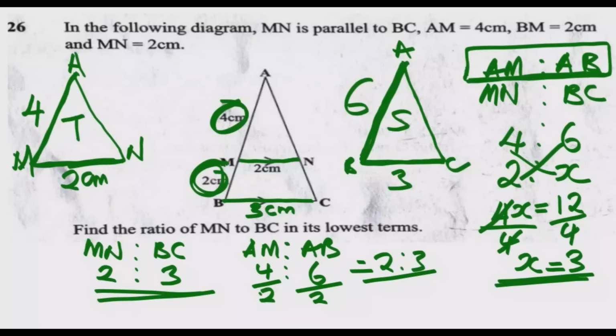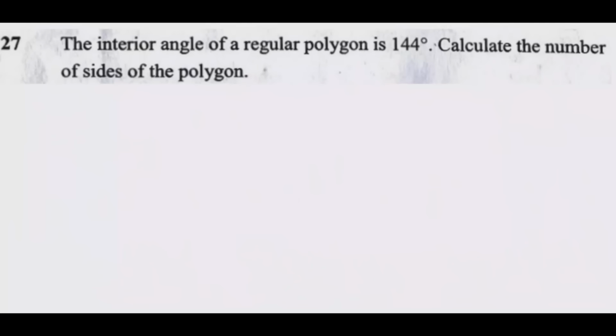Question 27 is as follows. The interior angle of a regular polygon is 144 degrees. Calculate the number of sides of the polygon. Okay, so to find the number of sides of the polygon, remember the number of sides is equal to the number of angles. So if a polygon has got 6 sides, that means it has also got 6 angles.